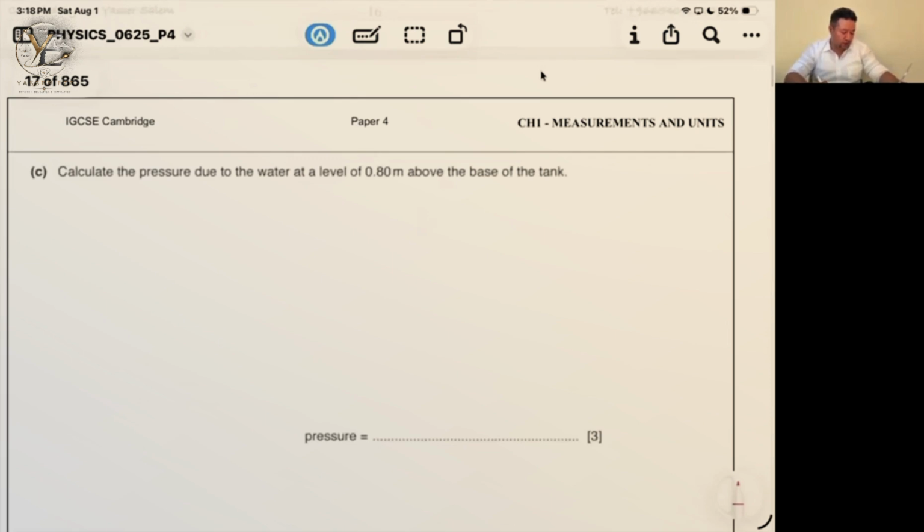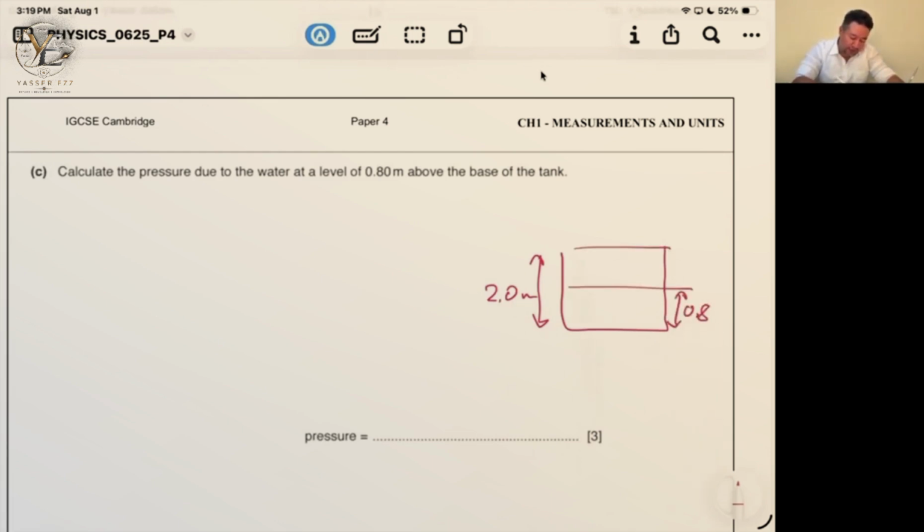Calculate the pressure due to the water at a level of 0.8 meter above the base of the tank. So if the tank depth, as it said, is 2.0 meters, and it said above 0.8, I'm going to move up 0.8. So whatever is left here is 1.2 meters. So h, or the depth, equals 1.2 meters.